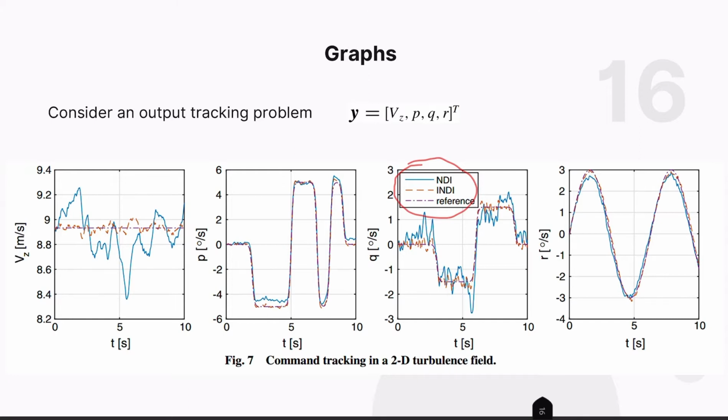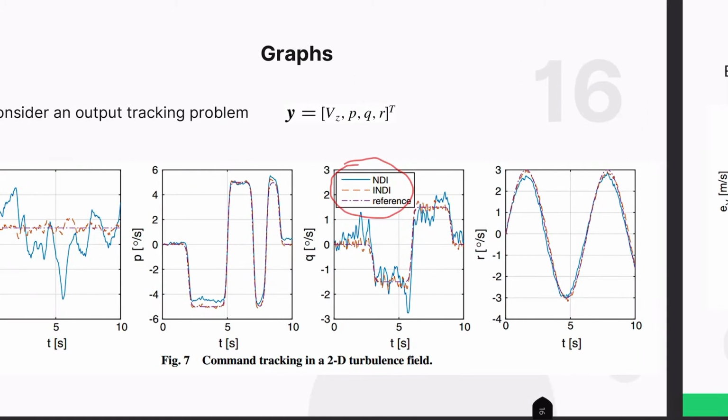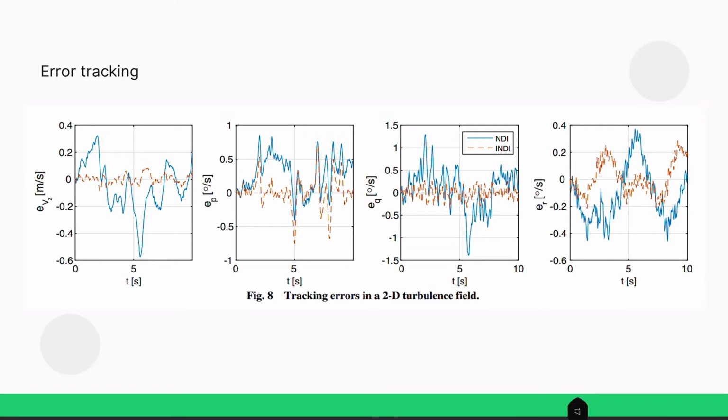If you look at the second graph, NDI and INDI give very similar results, but there are some differences we can see clearly in the downward parts, and in this case also INDI gives better results. In the fourth one it is similar. In the third and fourth also, it can clearly be seen that INDI gives better results than the NDI control system.